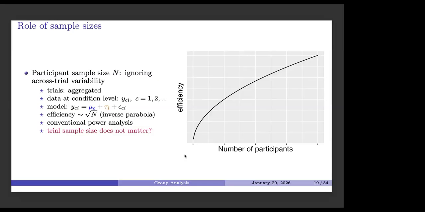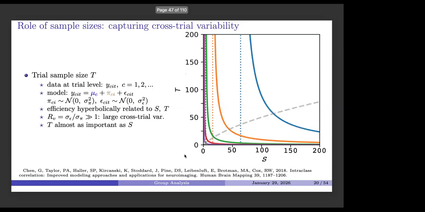So it gives us an impression, since we don't take the t statistic for group level analysis, maybe we can ignore the importance of the number of trials. But in reality, the number of trials matters, and it matters a lot.